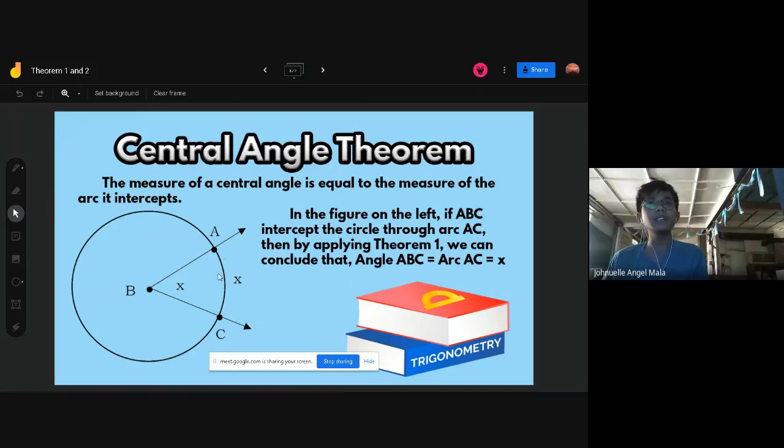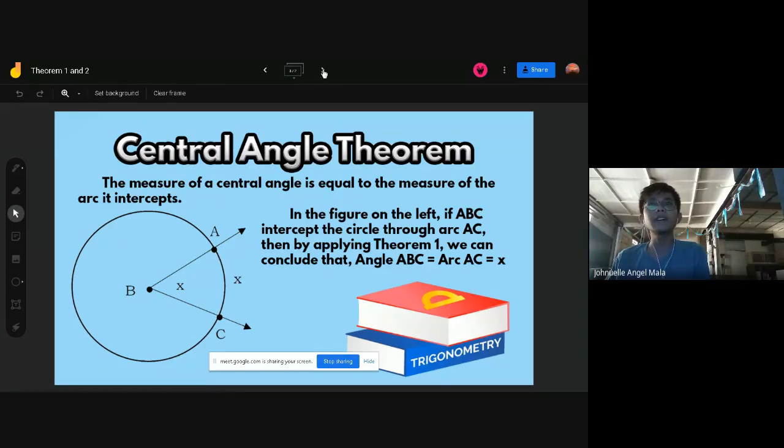Bali, pag yung vertex ng angle ay nandun po sa central point, which is B. Tapos yung dalawang lines po ay part po ng circle. Bali yung measurement po, yung degree ng said angle ay equal po dun sa measurement ng arc A to C.